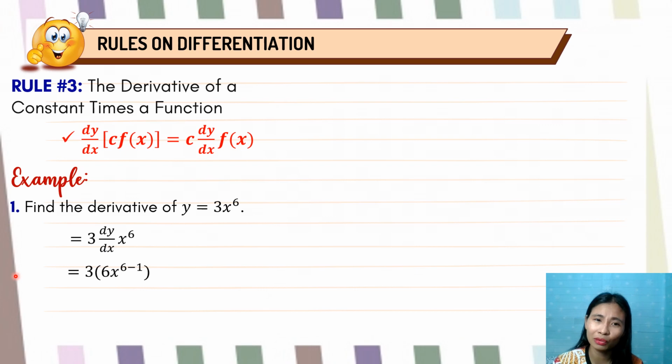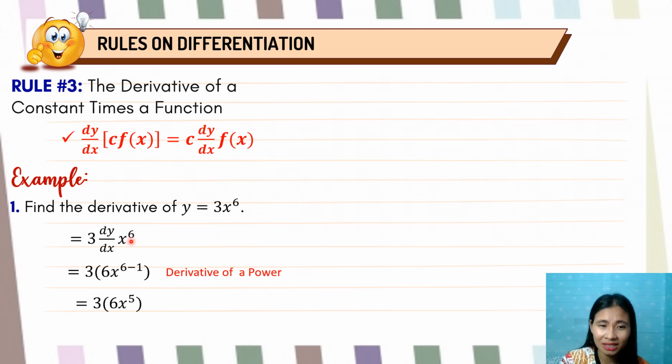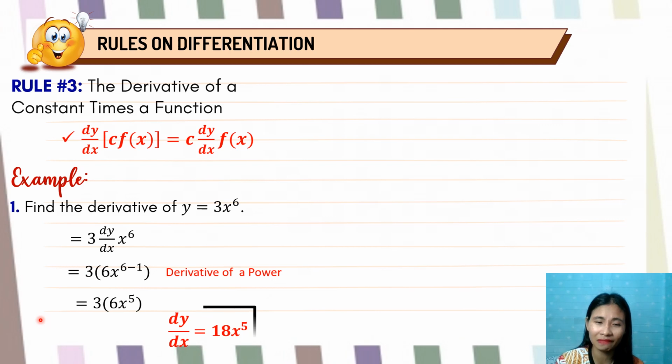Now, what particular rule did we use? We have the rule number 2, derivative of a power. So that expression is equal to 3 times 6x exponent 5. Now, if you are going to make use of the shorter way, based from what I have said earlier, let the exponent be our numerical coefficient and then subtract it by 1. Diba? Diretso. Next is multiply 3 and 6 so that we will already have a single term. So that will be 18x exponent 5. That will be our final answer.